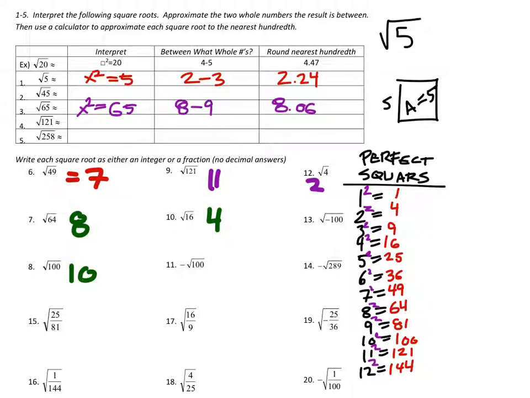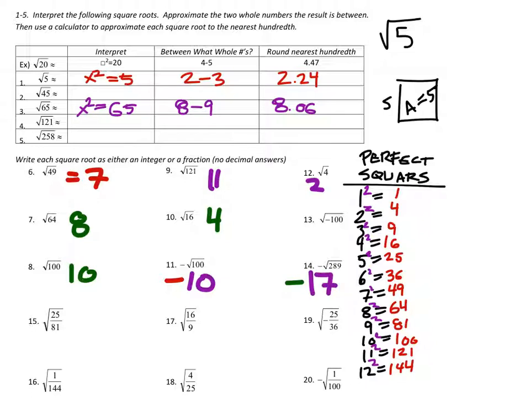But what I really want to do here is look at some of these that have negatives. So number 11, for example, is the negative square root of 100. So I'm just going to take the negative, and the square root of 100 is 10, which again I can find from the list. 14 is going to work the same way. It's negative, and the square root of 289, I believe, is 17.